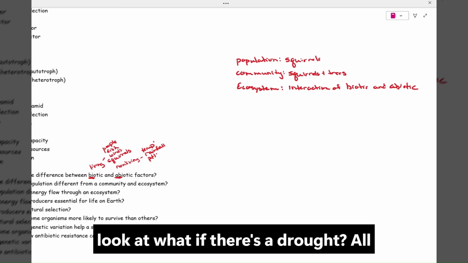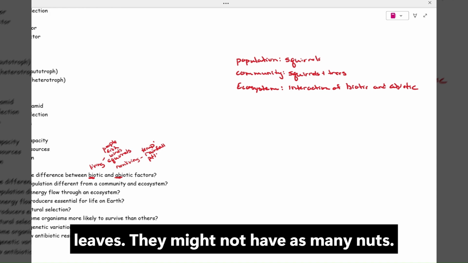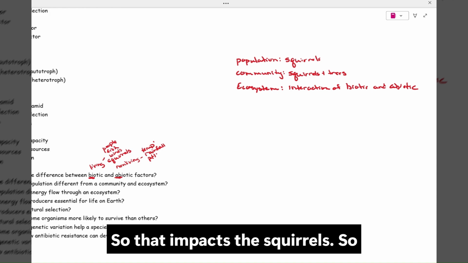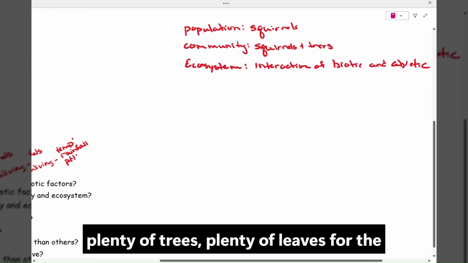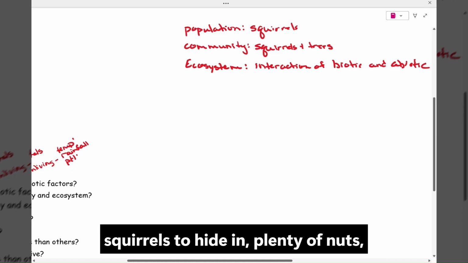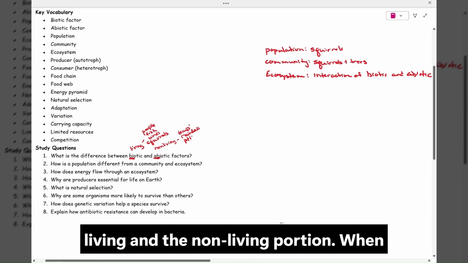And now if we go back to our example of the squirrels and the trees, we could look at what if there's a drought? All right, so the drought is rainfall that impacts the trees. The trees might not grow as well. They might not have as many leaves. They might not have as many nuts. So that impacts the squirrels. All right, so we could go the other way around where we've got plenty of rain. So we've got plenty of trees, plenty of leaves for the squirrels to hide in, plenty of nuts. All right, but there's an interaction between the living and the non-living portion.